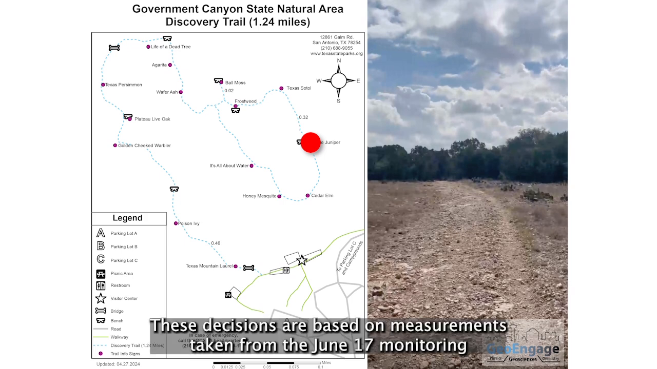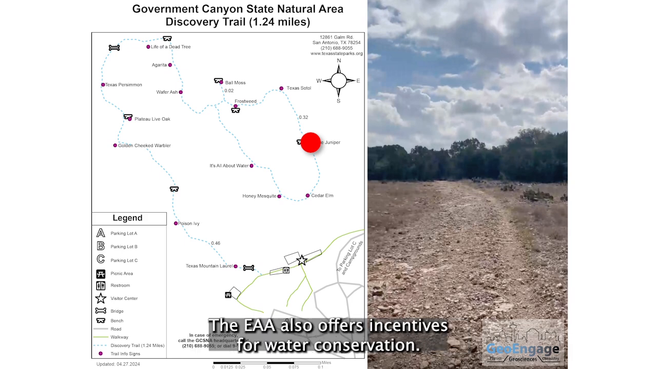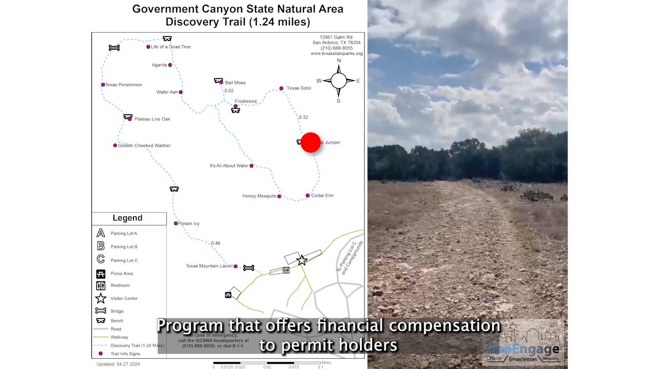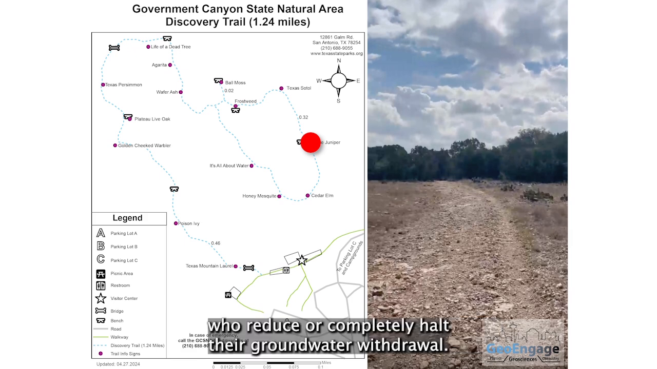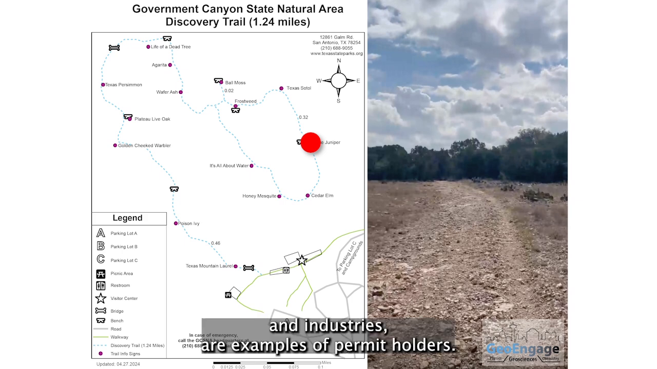These decisions are based on measurements taken from the J17 monitoring well that was drilled in 1913 and is located at Fort Sam Houston. The EAA also offers incentives for water conservation. An example of this is the Flow Protection Measures Program that offers financial compensation to permit holders who reduce or completely halt their groundwater withdrawal. The City of San Antonio, as well as agriculture users and industries, are examples of permit holders.